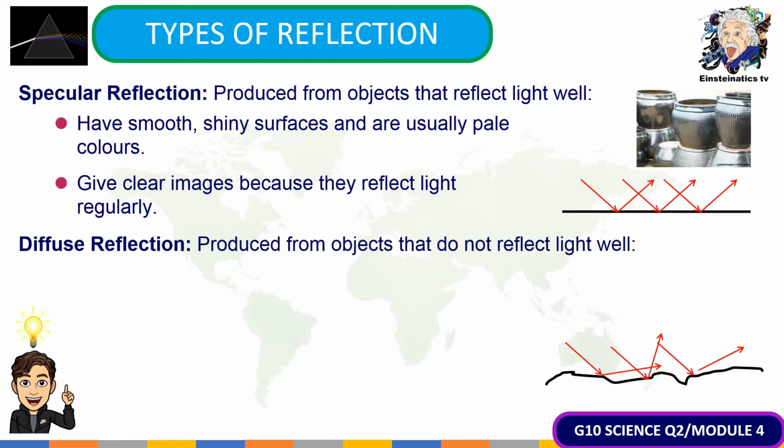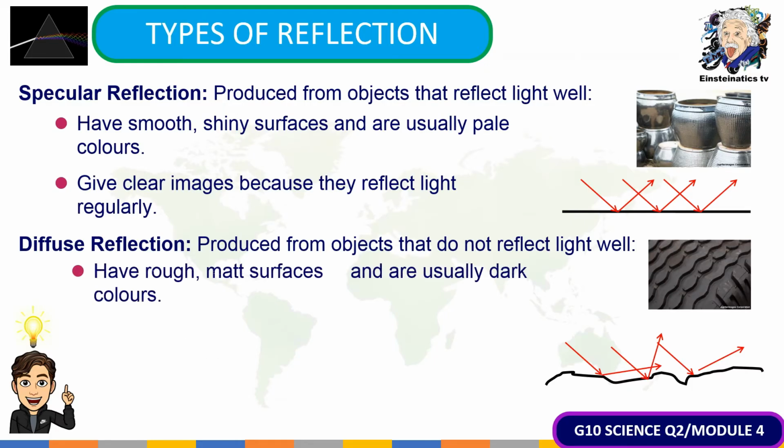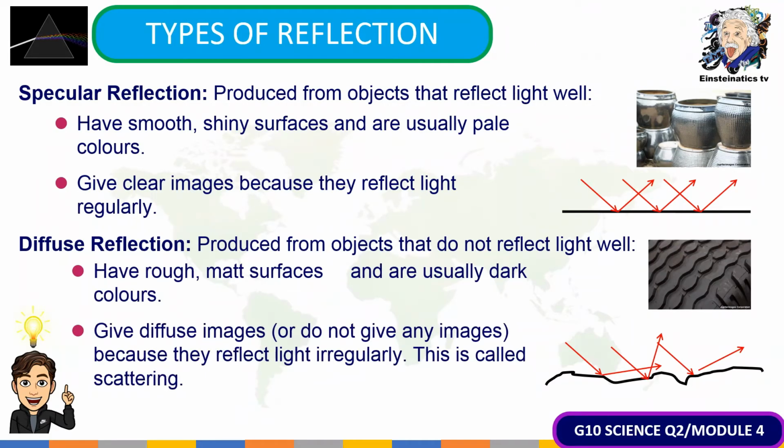On the other hand naman, yung ikalawang klase naman ng reflection ay tinatawag na diffuse reflection. So, these are produced from objects that do not reflect light well. So, ito yung mga reflection na being produced sa mga bagay na magagaspang. So, they have rough, matte surfaces and are usually dark colors. And the reason why kung bakit hindi sila nakapag-reflect ng light well, it is because they reflect light irregularly, meaning scattered or kalat-kalat yung kanyang light rays.